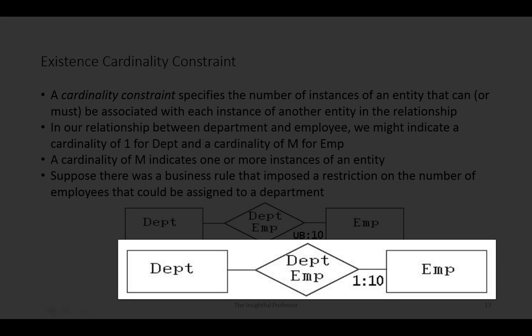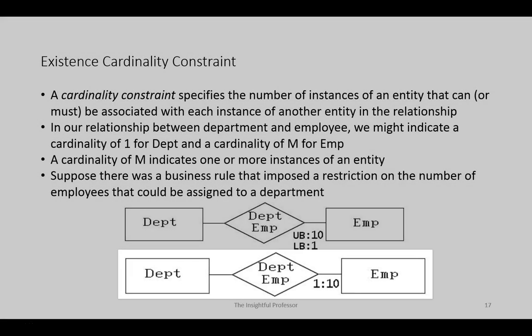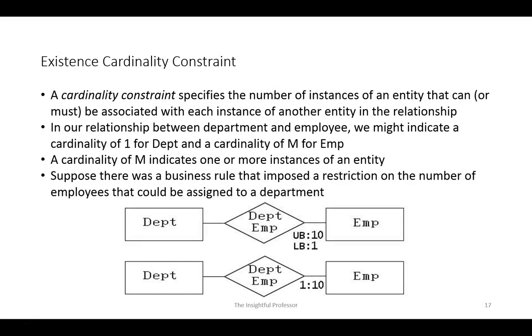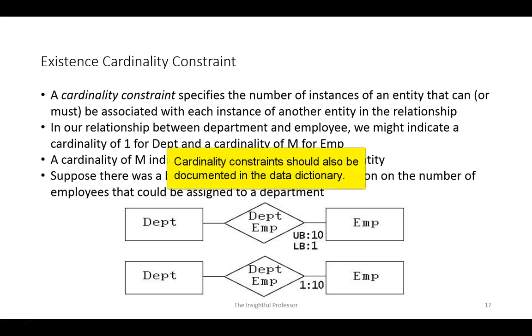So we're making it mandatory again. It's got to be at least one, but it's also limited. We've capped it off at 10. So that's one way that we can address the cardinality constraint. We have enhancements or extensions to the diagram. We also should document this within the data dictionary, and we also could document it only within there. But then the diagram is not as useful as a communication vehicle.